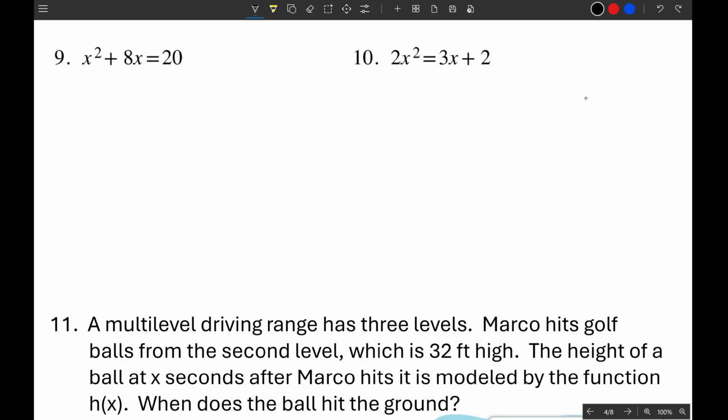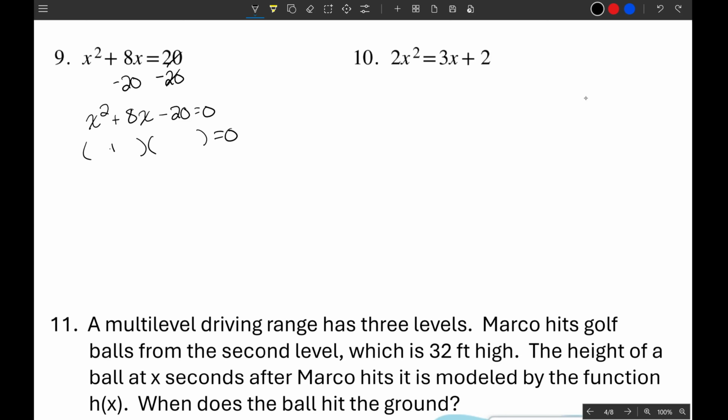All right, let's do a couple more of those. So again, I want everything on one side. I want to keep my x squared positive, so I don't want to move it. So I will just subtract 20. Now, 20 is not a like term with x squared or 8x. So I've got x squared plus 8x, and then minus 20 equals 0. And then I'm going to factor that.